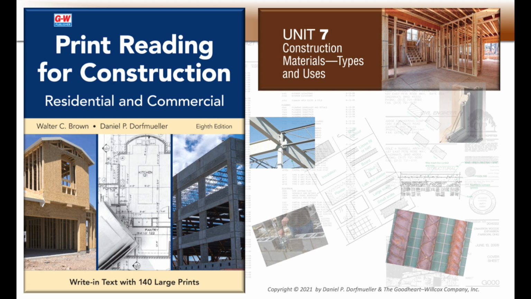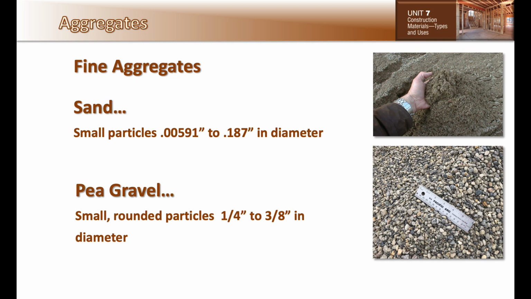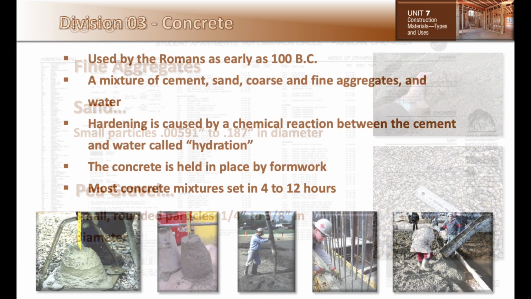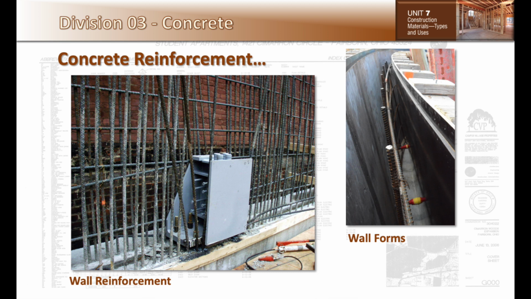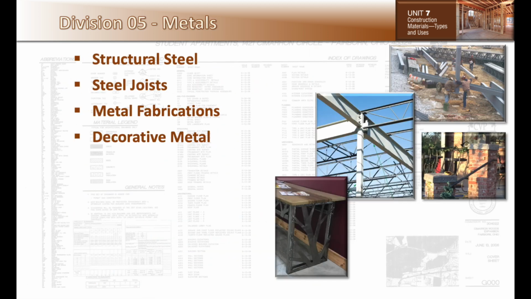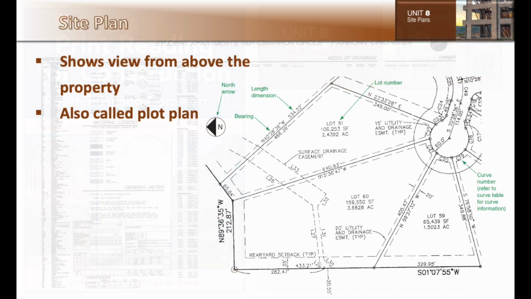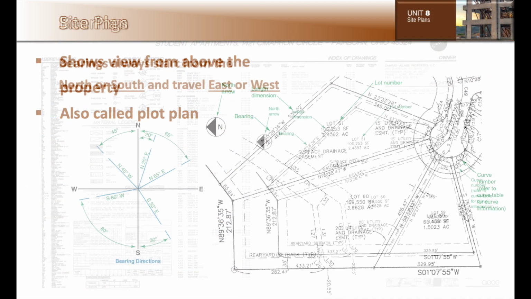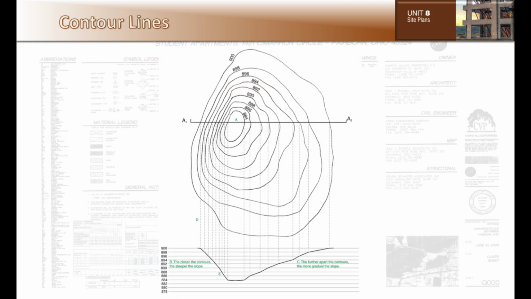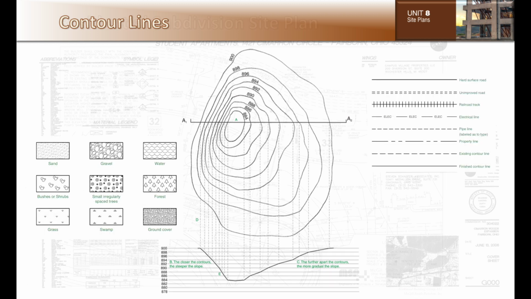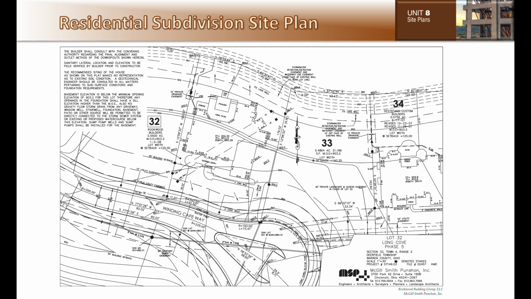In this unit, we look at many common construction materials used in construction, starting with gravel, sub-base material, concrete, reinforcing materials, masonry, steel, and lots more. Unit 8 is Site Plans. Here we explore bearings, contours, benchmarks, site graphics. This unit is all about what goes on outside the building.